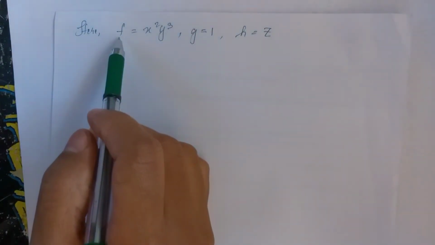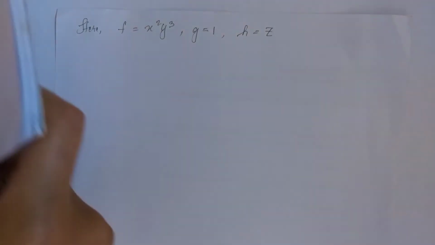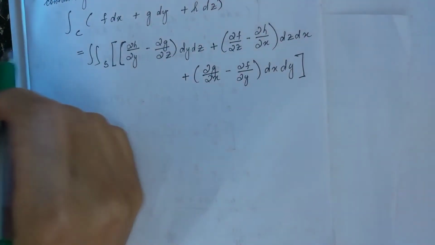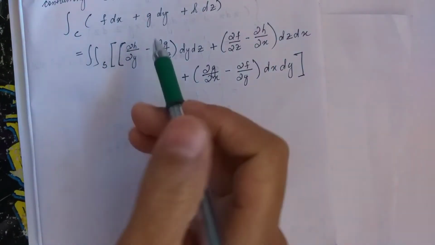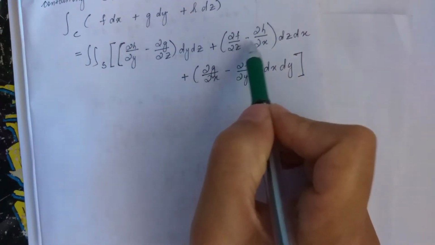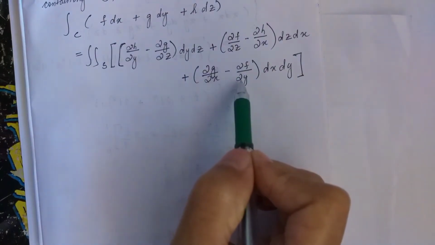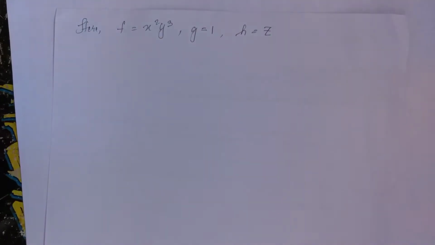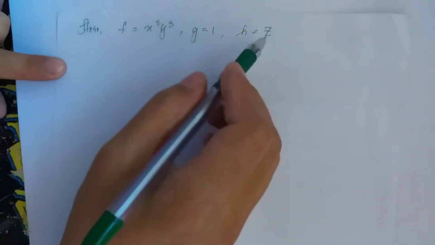These are the values of f, g, and h. What do we need in order to find the surface integral? We need to differentiate h with respect to y, g with respect to z, then del f del z, del h del x, del g del x, and del f del y. So we're going to get these by differentiating f, g, and h.